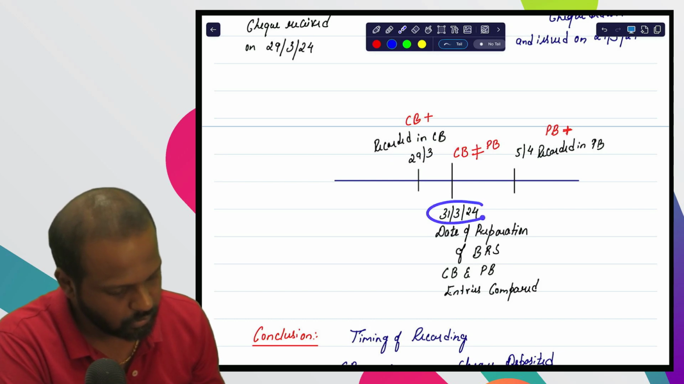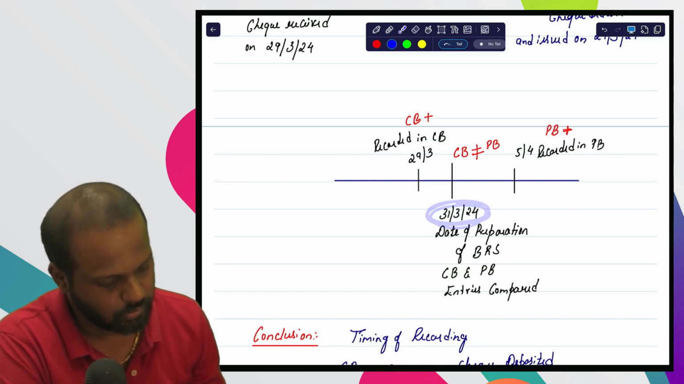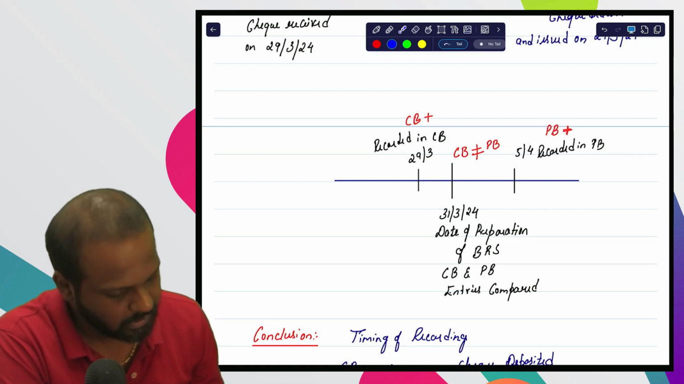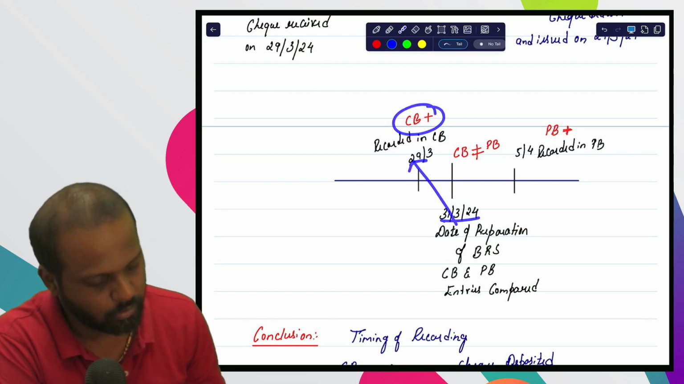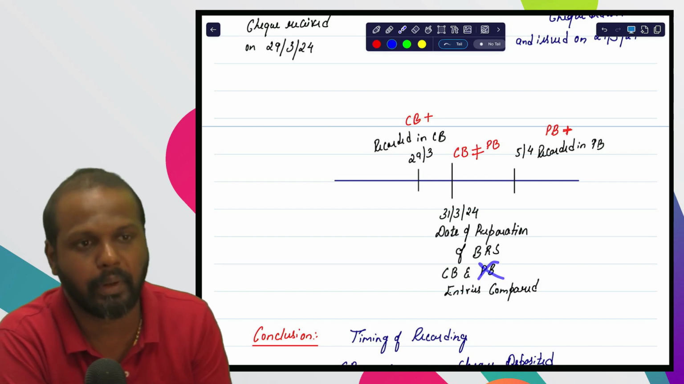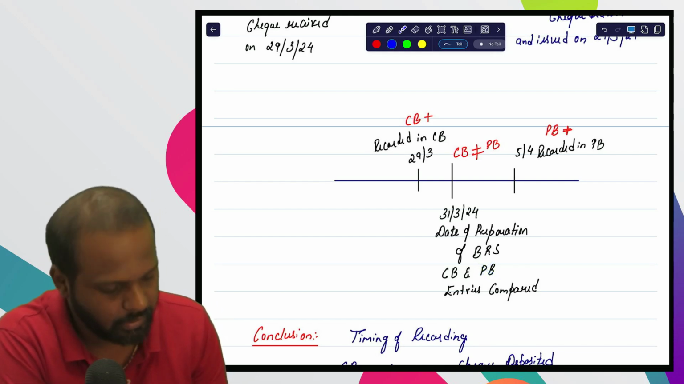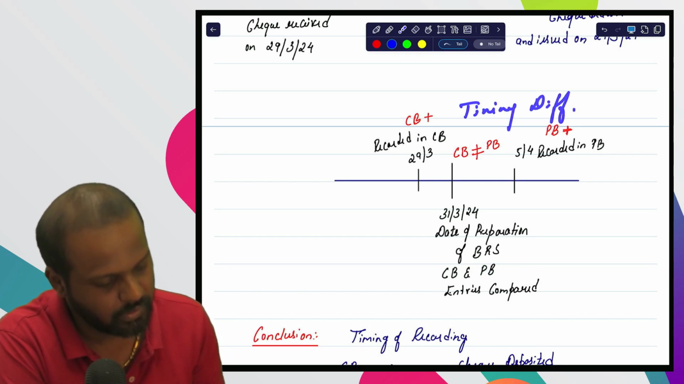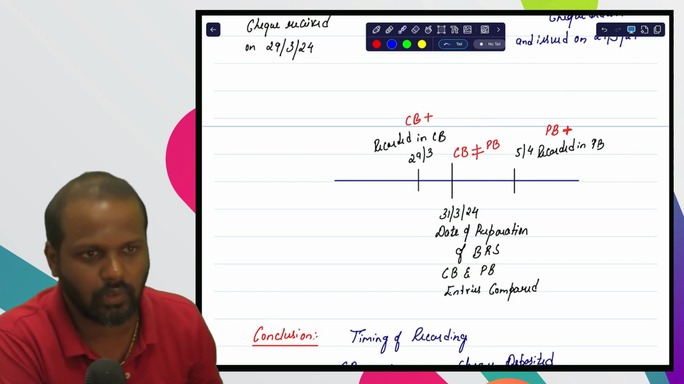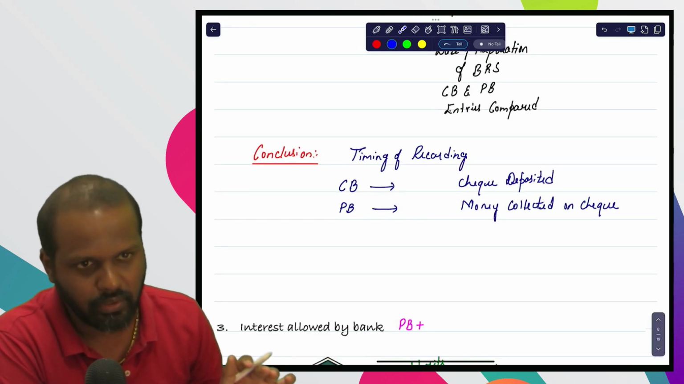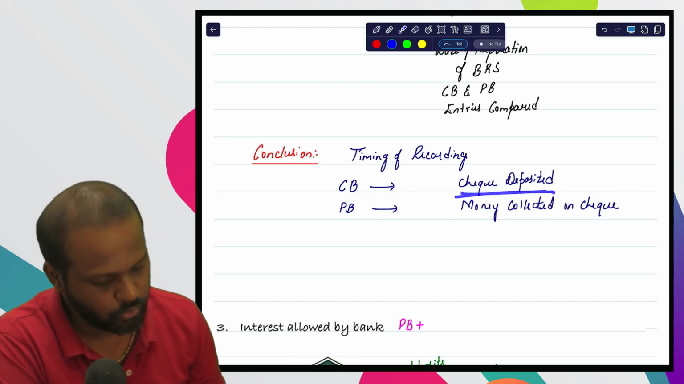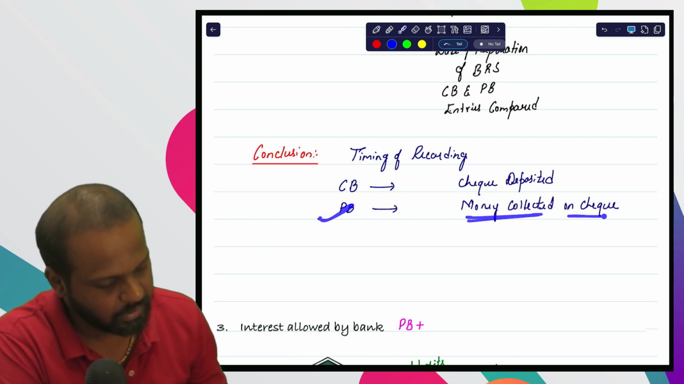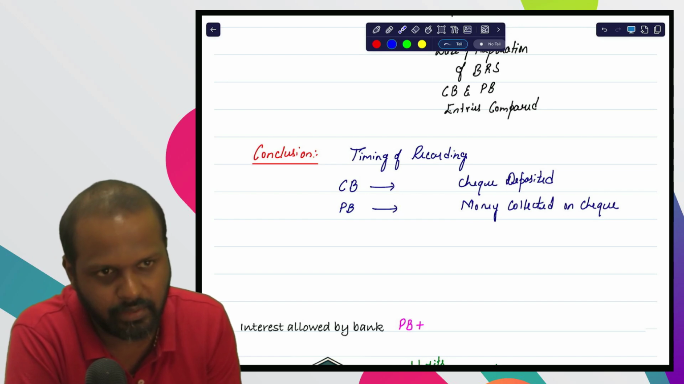So if you see on 31st March, your cash book and passbook balance will not tally, because till 31st March the entry is there in cash book, but the entry is not there in passbook. So obviously this balance will not tally. Again, this is because of which difference? Timing difference. So timing of recording. Once you deposit the check, you do the entry in cash book. But when money is collected on the check, my passbook will do the entry.